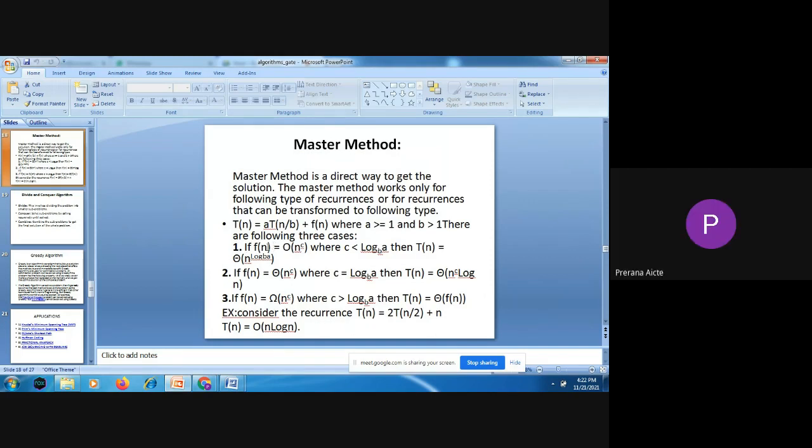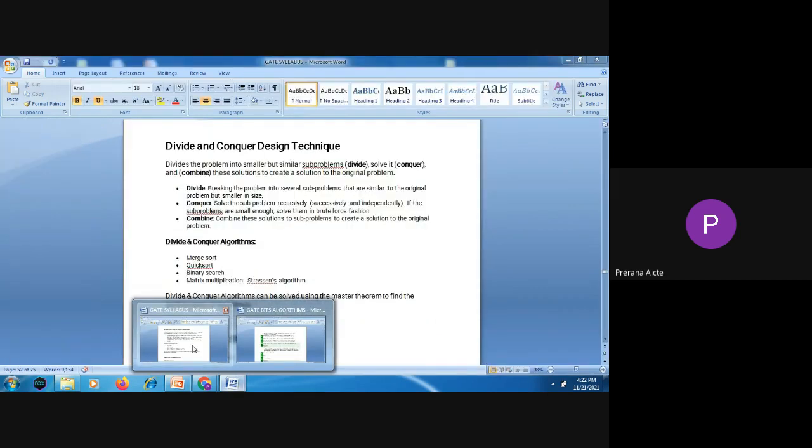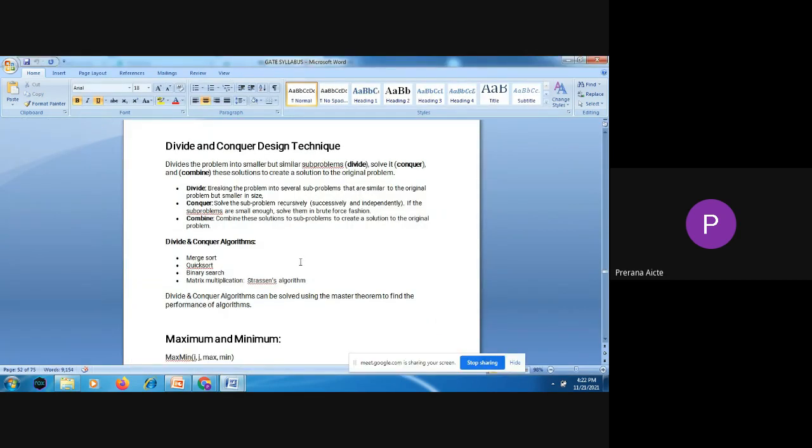So today we are going to discuss the algorithm design techniques that we follow. We have mainly 5 algorithm design techniques: divide and conquer technique, greedy method, dynamic programming, backtracking, and branch and bound.